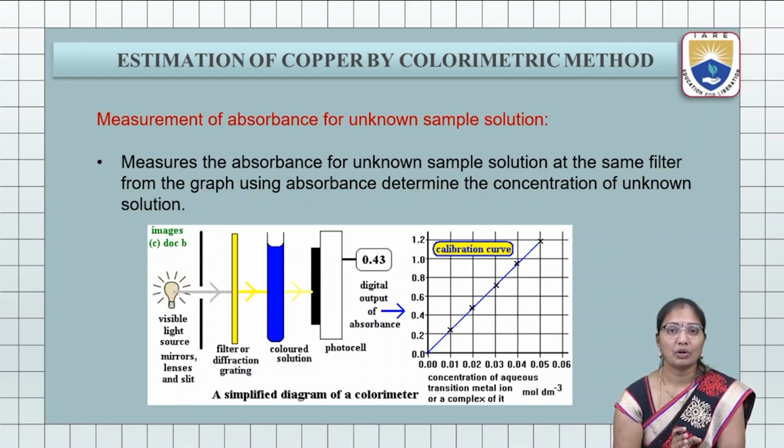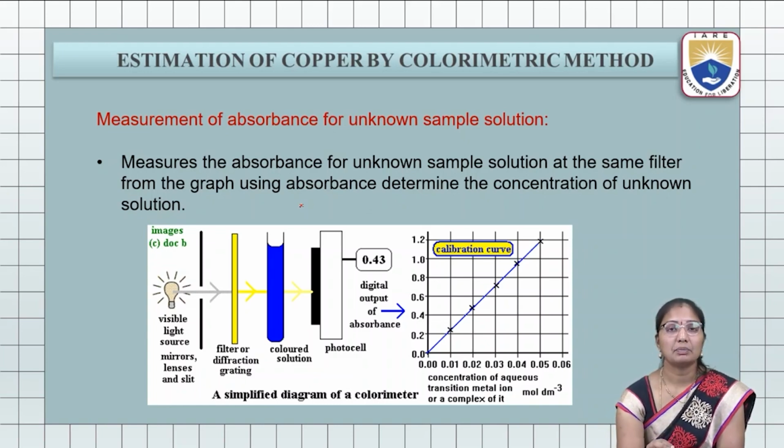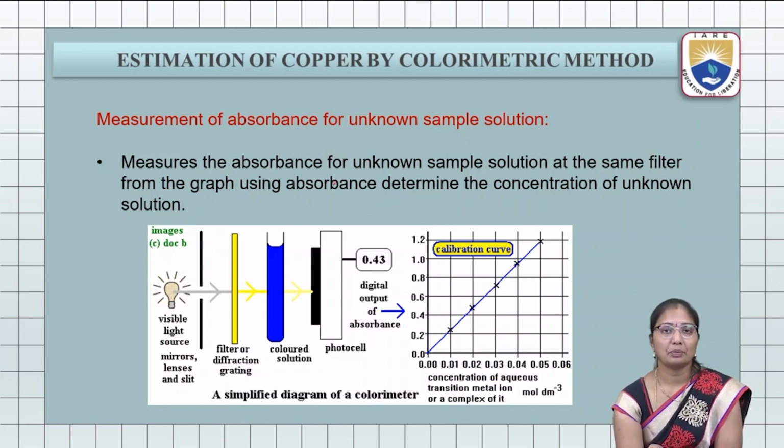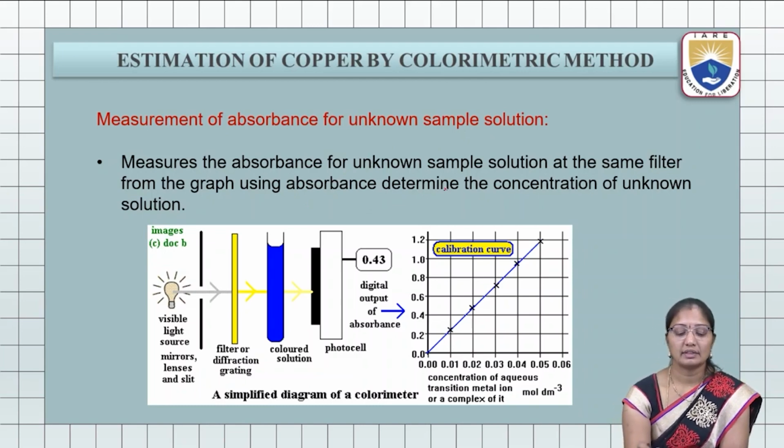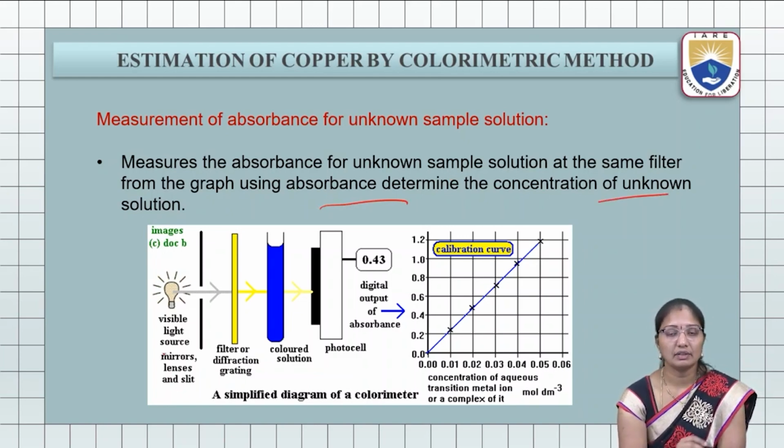So a table is plotted with A to K and the absorbance from A to K. Absorbance has to be noted in the respective column. Then the measurement of absorbance of the unknown solution. It measures the absorbance for the unknown solution at the same filter, and using the graph of absorbance, it determines the unknown solution.